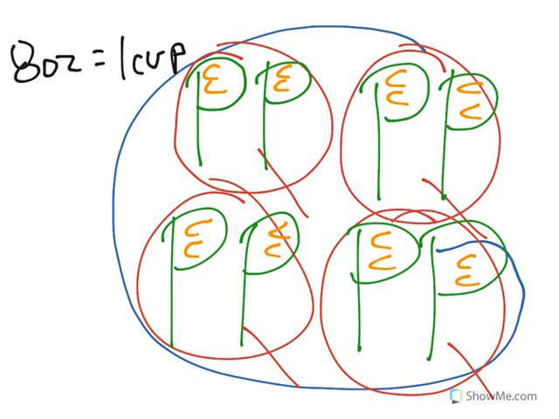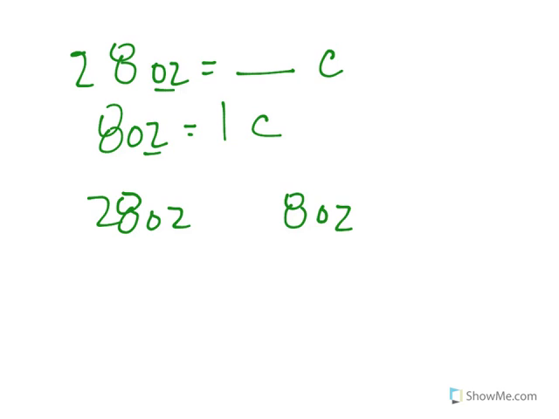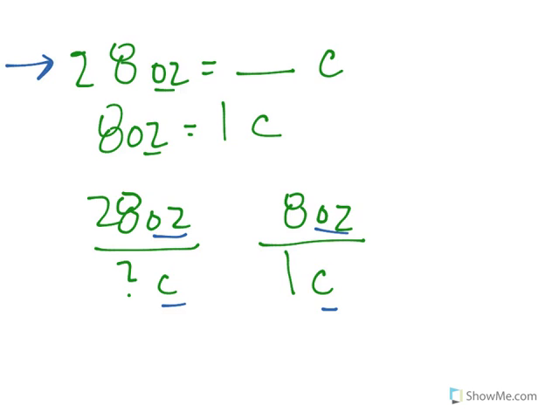Now my next example is 28 ounces equals how many cups? What do I know? I'm going to go back to here. I know 8 ounces is in 1 cup. So I'm going to write 8 ounces equals 1 cup. Now I have to line up my units. I'm going to put 28 ounces, and then line up my units and put 8 ounces here. I know 28 ounces equals our unknown amount of cups, and 8 ounces equals 1 cup. If you notice, I have my ounces lined up and my cups lined up. Now I'm going to do my fish method.